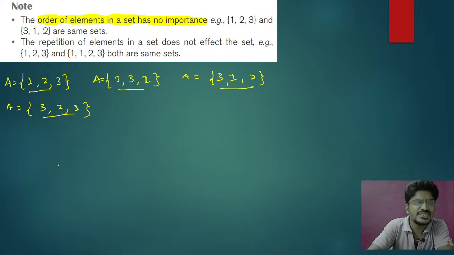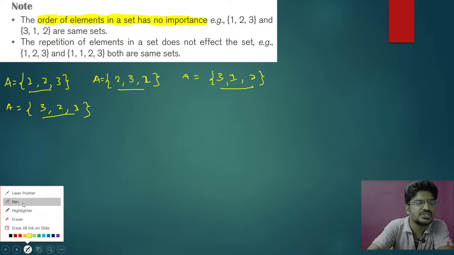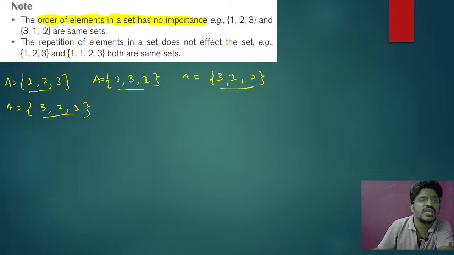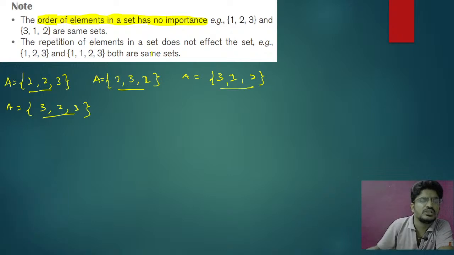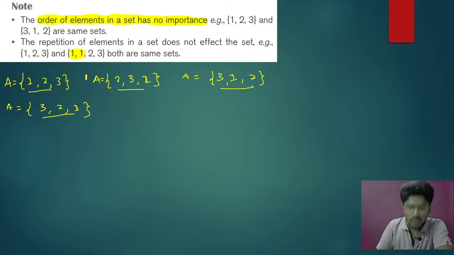In the same way, you just see, the repetition of the elements is not allowed. See here, the repetition of the elements is not allowed. These two are the notes. One is repeated here. So like this, you should not repeat the elements. You have to write only once. Okay, that is your second note: the repetition of the elements in a set has no effect. That means the repetition of the elements is not allowed.